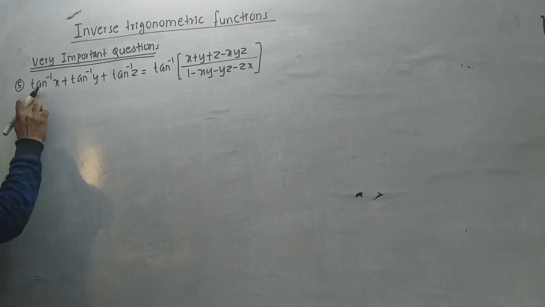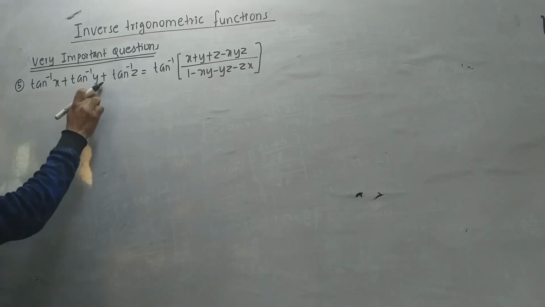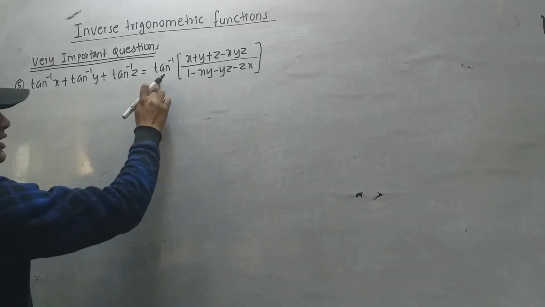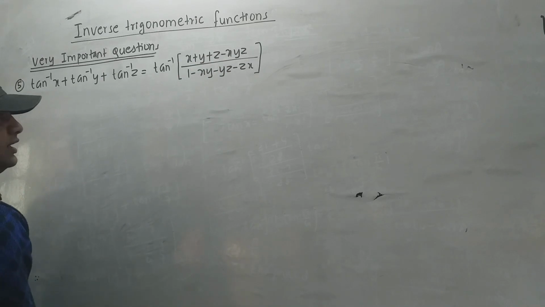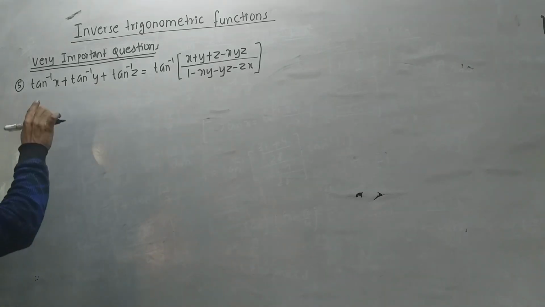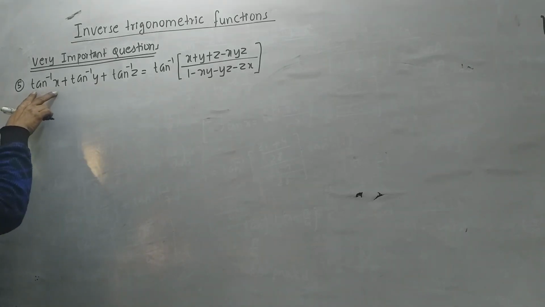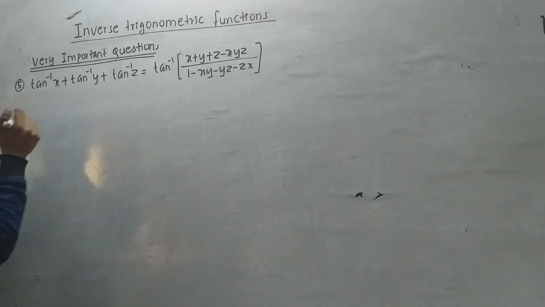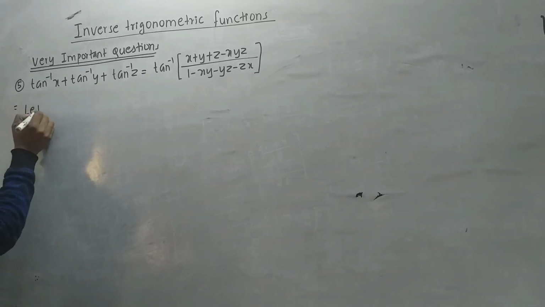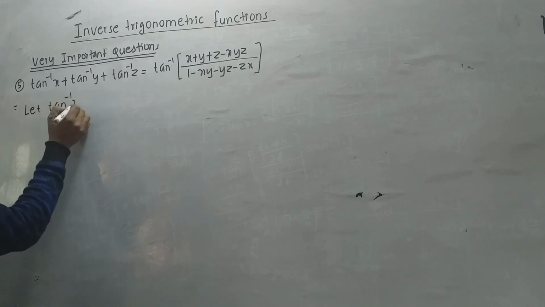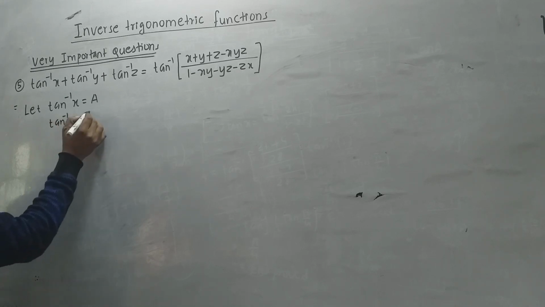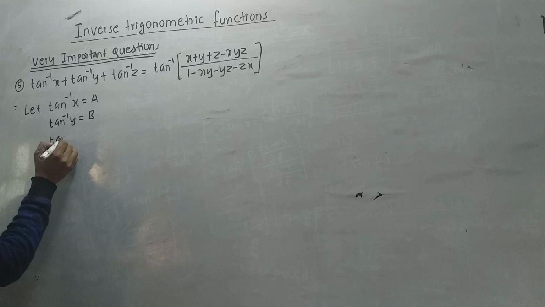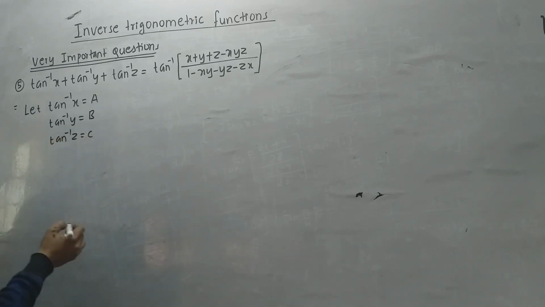Question number 5. Tan inverse x plus tan inverse y plus tan inverse z equals tan inverse of x plus y plus z minus xyz, whole divided by 1 minus xy minus yz minus zx. So here are three variable angles: tan inverse x, tan inverse y and tan inverse z. So let me suppose, let tan inverse x equals angle A, tan inverse y equals angle B, and tan inverse z equals angle C.